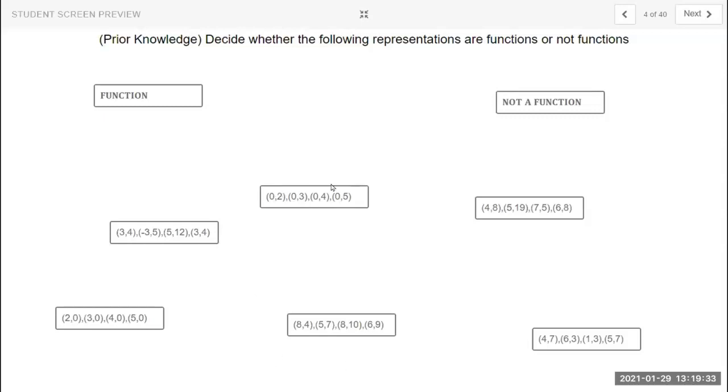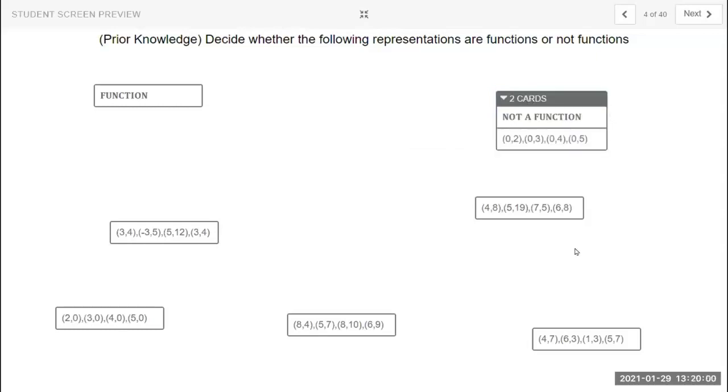So if I start out with this one that's got a bunch of zeros as the first numbers, this 0 here, its x value of 0 is assigned a y value of 2. That's fine. Here, the x value of 0 is assigned a different y value. That's where we have a problem. Every value in the domain, the x's, has to be assigned only one value in the range, and 0 is clearly assigned lots of different ones, so it's not a function.